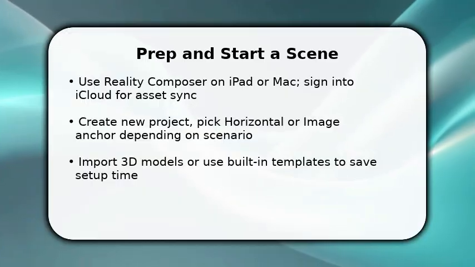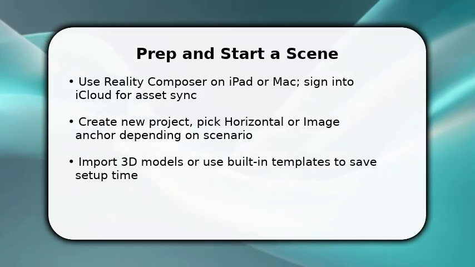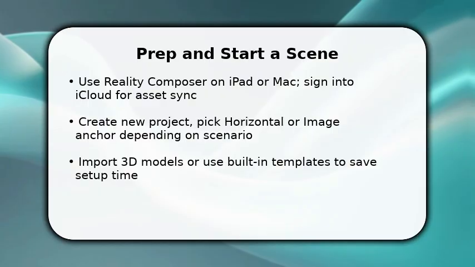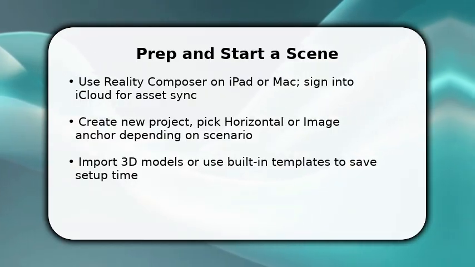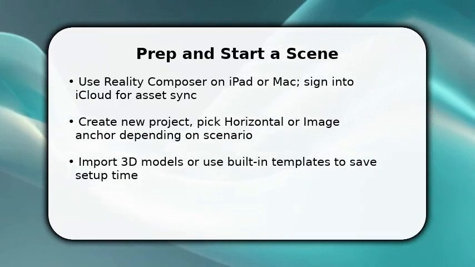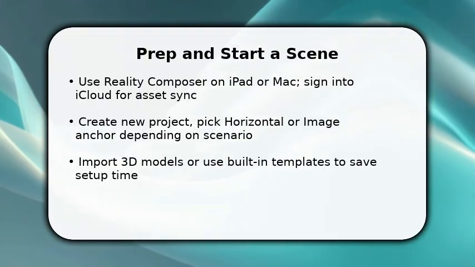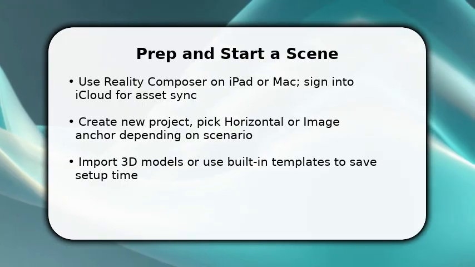You begin by opening Reality Composer and choosing the correct anchor for your experience. You want an anchor that matches the real-world surface, horizontal for tables, image for posters, so your content stays placed where expected. Import a 3D model or drop in a template object to avoid building geometry from scratch.